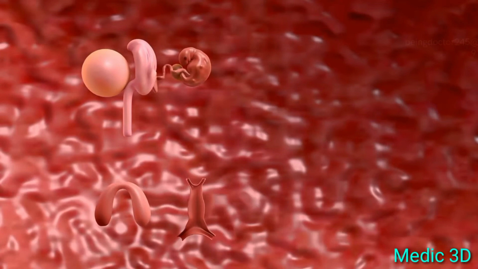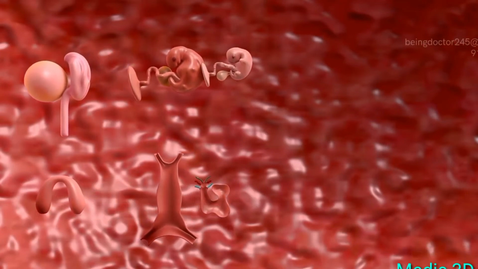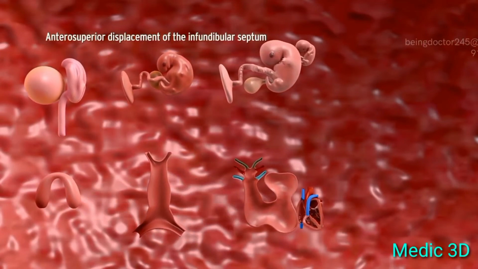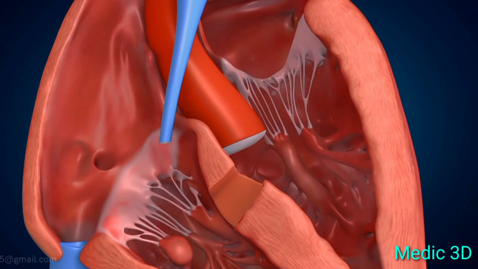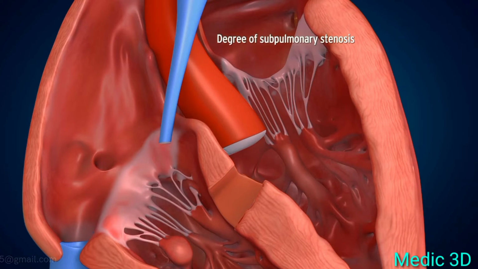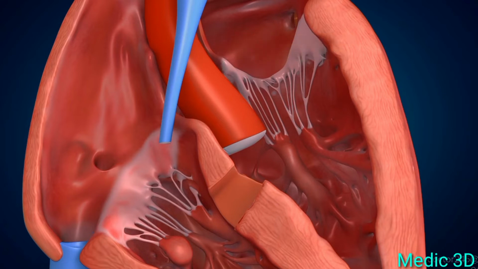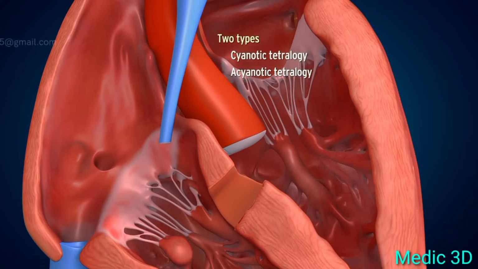These features develop during embryogenesis, where there is anterosuperior displacement of the infundibular septum. The severity of clinical manifestation depends on two factors: the degree of subpulmonary stenosis and the size of the ventricular septal defect. Based on this, there are two types of tetralogy: cyanotic tetralogy and acyanotic tetralogy.